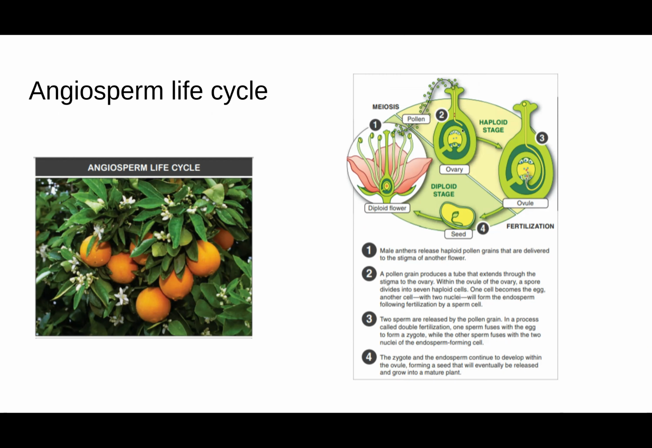Ovaries, before they are fertilized, they're haploid. And so once this pollen gets brought here and eventually the ovary gets fertilized, it then becomes a diploid. And once that ovary gets fertilized, it then becomes a seed of some sort.